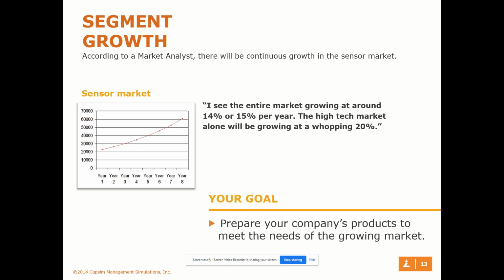So we're going to look at segment growth then. According to market analysts, there will be continuous growth in the sensor market. So the entire market growth is around 14 to 15% per year. The high-tech market alone will be growing about 20% per year. So your goal then is to prepare your company's product to meet the needs of that growing market.